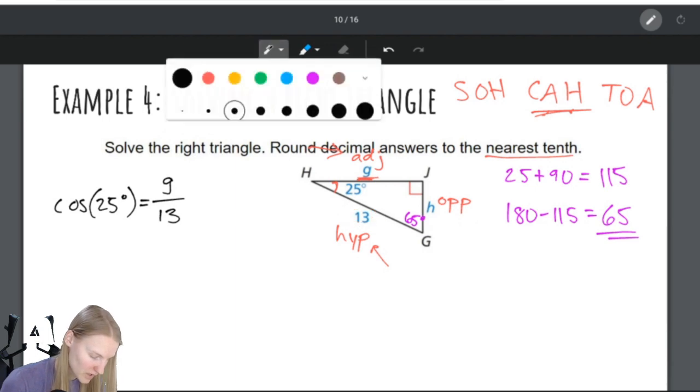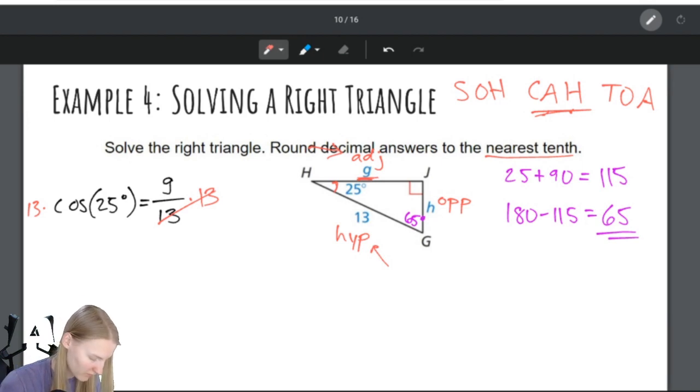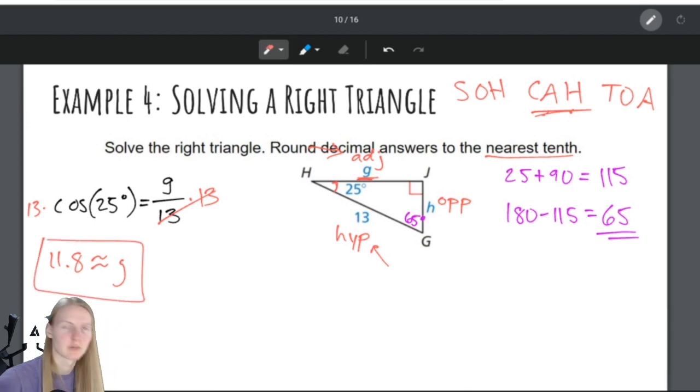Okay, so next I'm just solving for G. So let's get rid of the 13 from underneath. And now all we have to do is 13 times cosine of 25 degrees. And I get roughly 11.8 is equal to G. Approximately. Okay, fantastic. We know what G is.